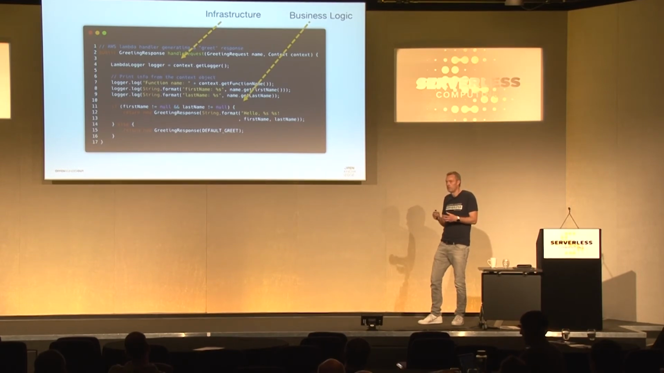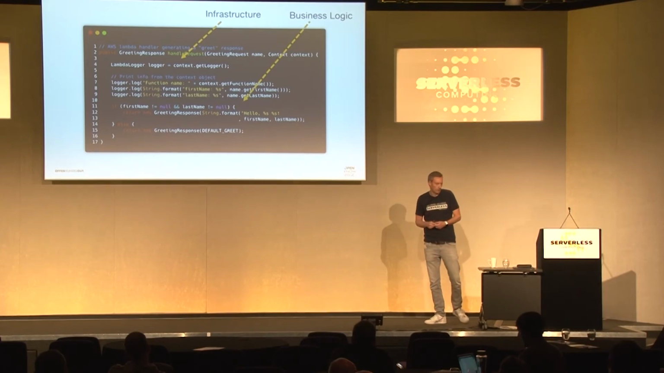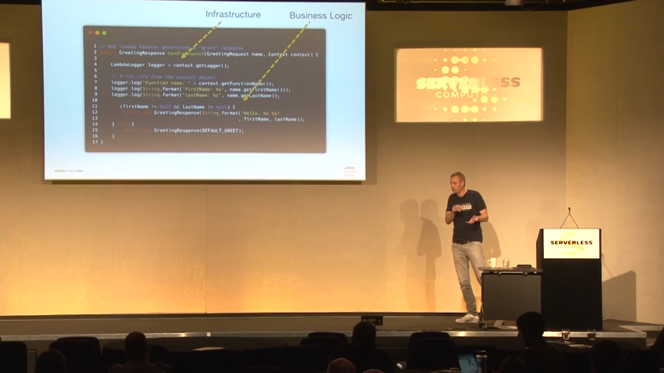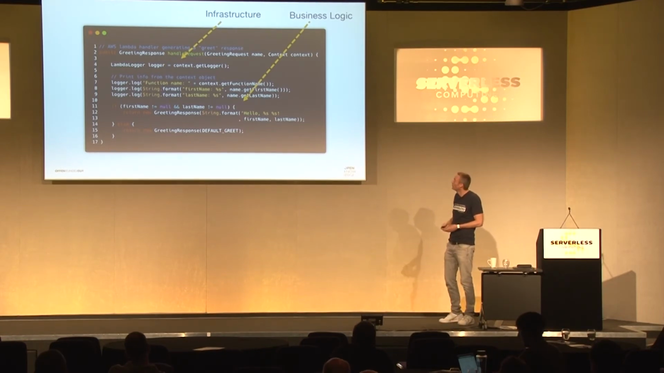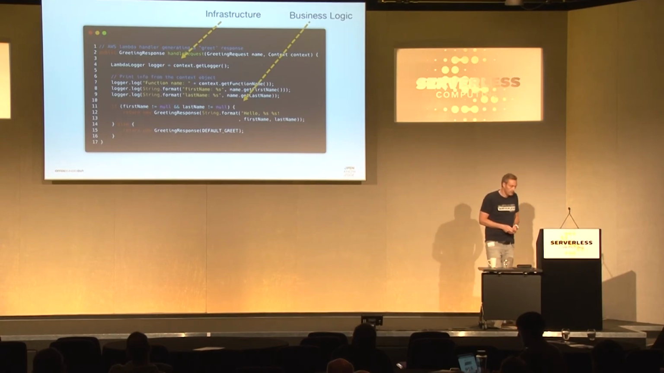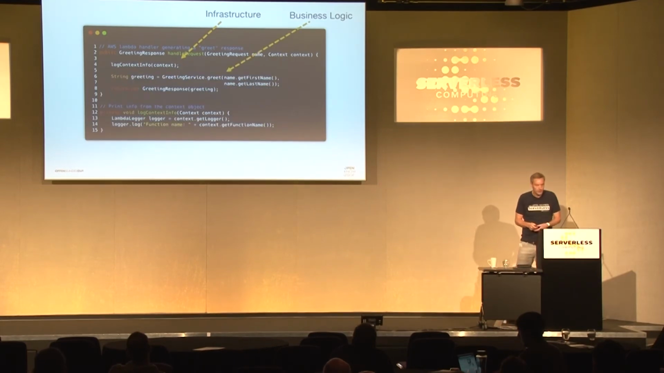So this is the business logic, but we have a lot of infrastructure logic around it, like this Lambda logger, get the Lambda logger, which, if you're not familiar with AWS, is a special logger for the cloud environment, so you cannot run this on your local machine. And we have a context object in the signature of the handle request method. So this is infrastructure. And the first thing I said before is to separate this.